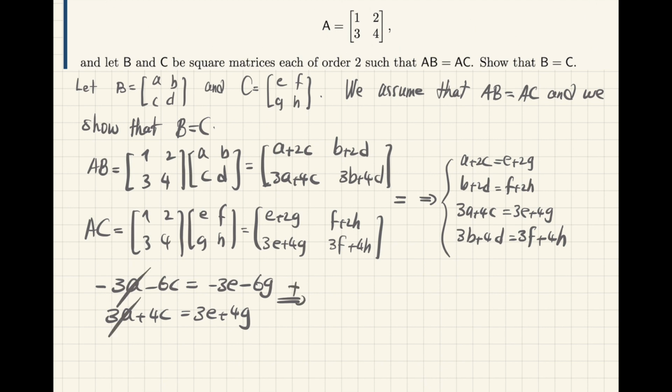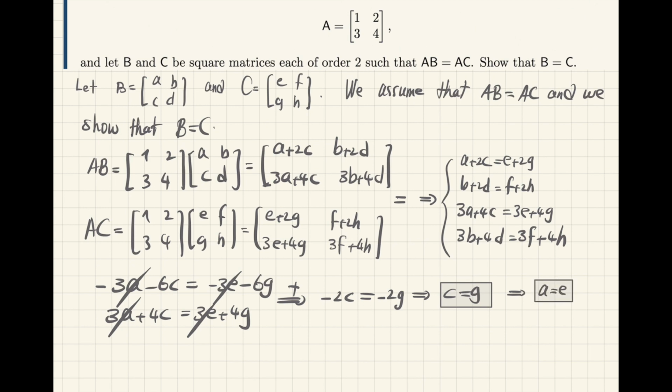What happens? This one and that one are gone. I get minus 2c. This one and that one are gone. I get minus 2g. And if I divide by -2, I get this one. So c is equal to g. Agree with me? Now when you say c is equal to g, it means that this term and that term are the same, because c and g are the same, so I can cancel them from both sides. Then it gives rise that a is also equal to e.